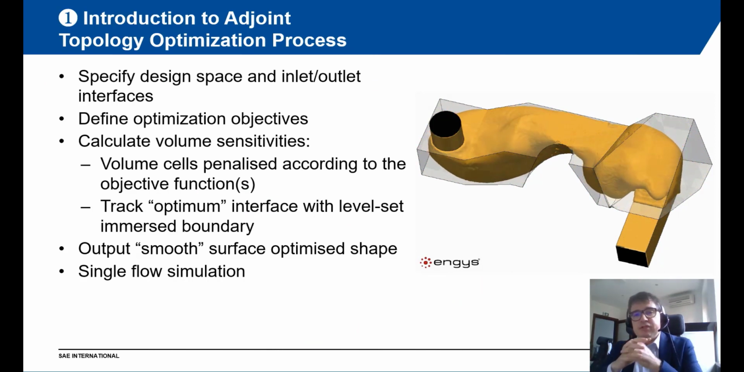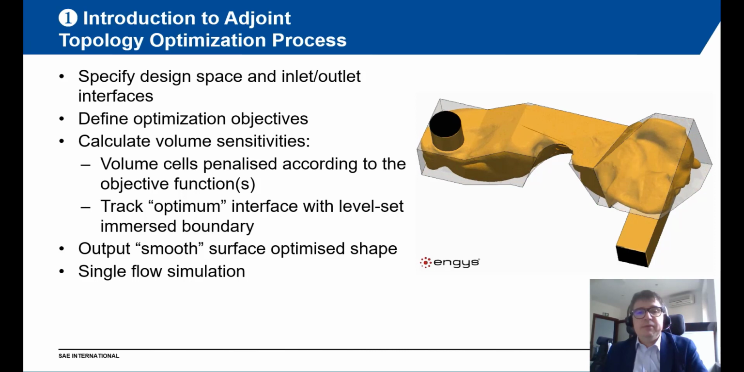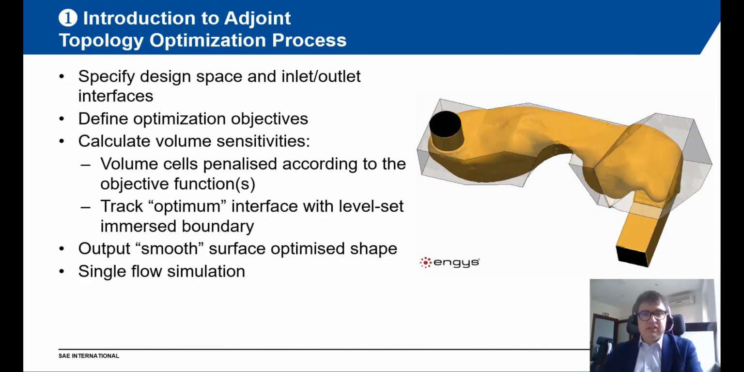When it comes to setting up a topology optimization problem, this is what you have to do. You start from a specific design space and inlet-outlet assignment. Then you define the optimization objectives, and once you set this up in the CFD model, the algorithm will calculate the volume sensitivity. It will penalize the volume cells according to the objective function, and will track the optimal interface using a level set immersed boundary method.